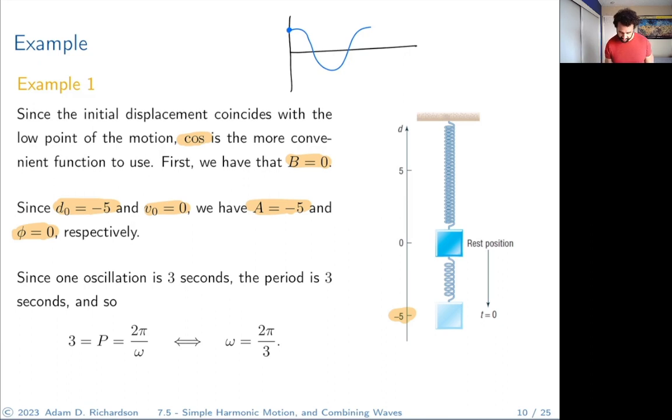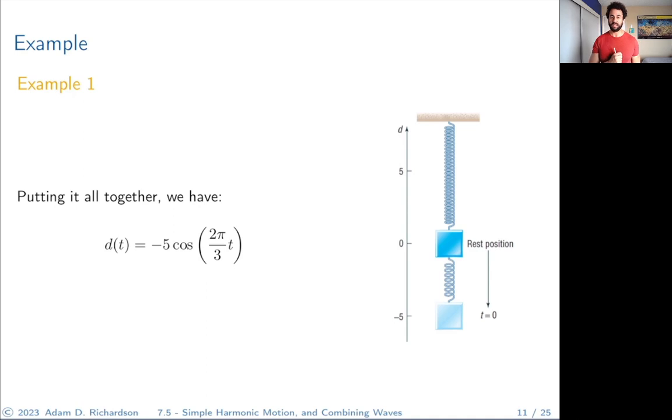Next, we are also told that one oscillation is 3 seconds, so the period is 3 seconds. Since the period is 3 seconds, we get this equation, which lets us solve for omega. So now we have all the pieces: we have a, we have b, we have omega, and we have phi. We figured out that we were going to use cosine to model this motion. So this is what we get altogether. The displacement in terms of t is going to be -5 cosine of 2 pi over 3 t.